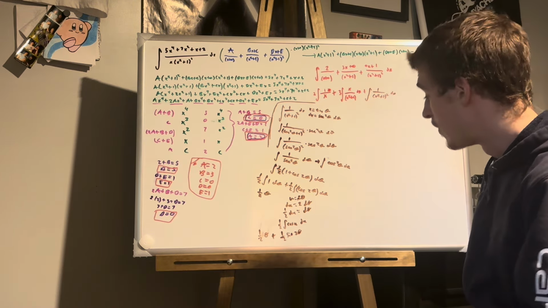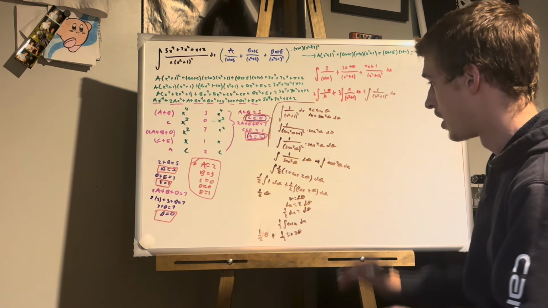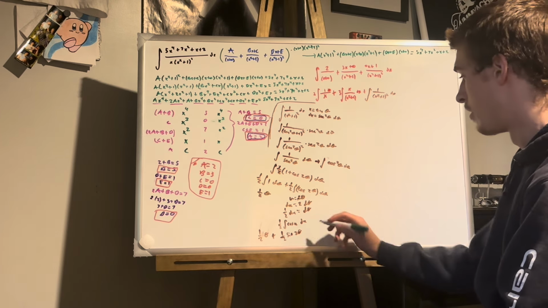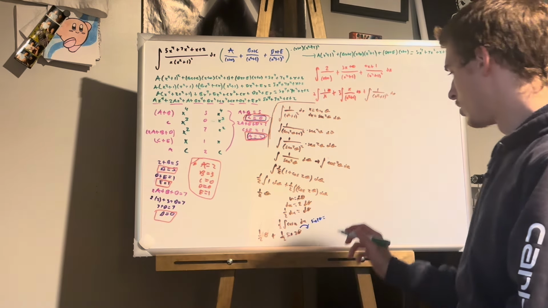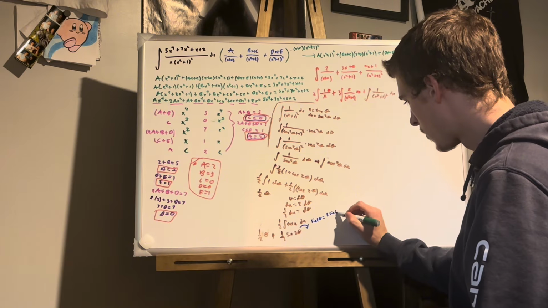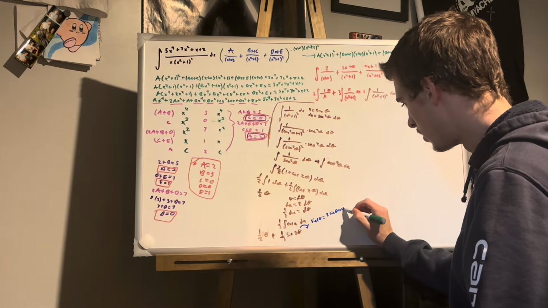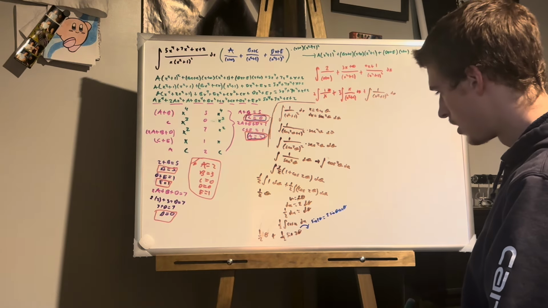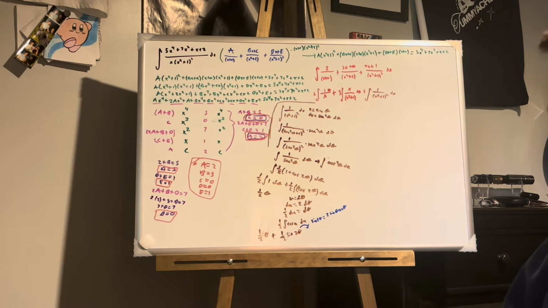Sine identity. We have another one, as if the sine identities that we've all used so far weren't enough. So sine of 2 theta equals 2 sine of theta cosine theta. This is the trig identity that we're going to use for that.